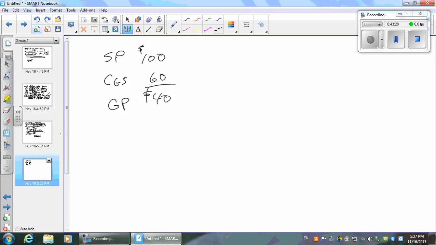In my little simple example, what would you do? Gross profit over sales price. 100 minus the cost of goods sold, it's the gross profit amount. But what's the percentage? 40%. It's just this, right? You have 40 divided by the 100 is 40%.